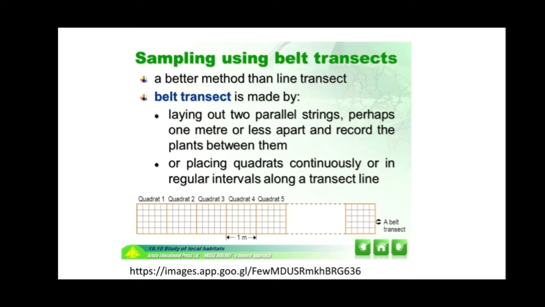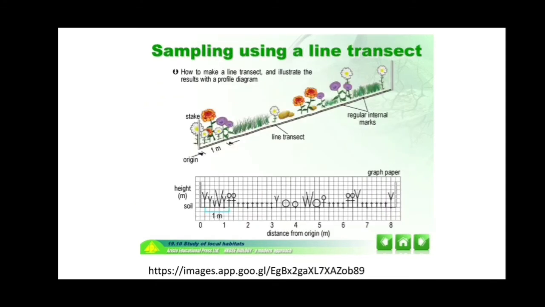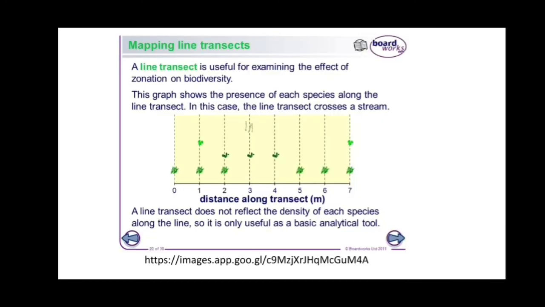Cover is the area of the quadrant occupied by the above-ground part of the species when viewed from above. Now the sampling by using the line transect. You can see here the line transect, a string or measuring tape used to mark out a line, commonly used to measure the percentage of vegetation coverage, woody debris, plant or animal abundance, etc. A line transect is useful for examining the effect of zonation or biodiversity. The graph shows the presence of each species along the line transect.